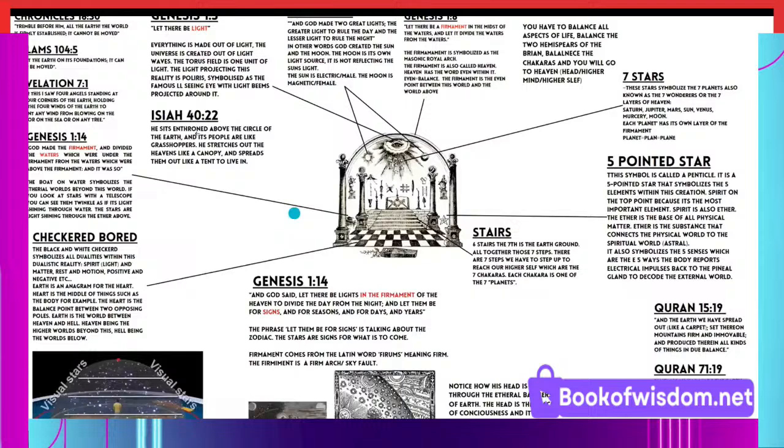Here you see Isaiah 40:22: "He sits enthroned above the circle of the earth, and its people are like grasshoppers. He stretches out the heavens like a canopy and spreads them out like a tent to live in." We live in a tent. This is the tent. The projection of light.